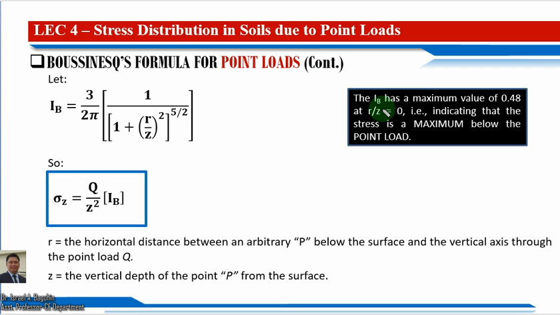We have to take note of this one. This influence factor I subscript B has a maximum value of 0.48 at r over z equal to 0, indicating that the stress is a maximum below the point load.